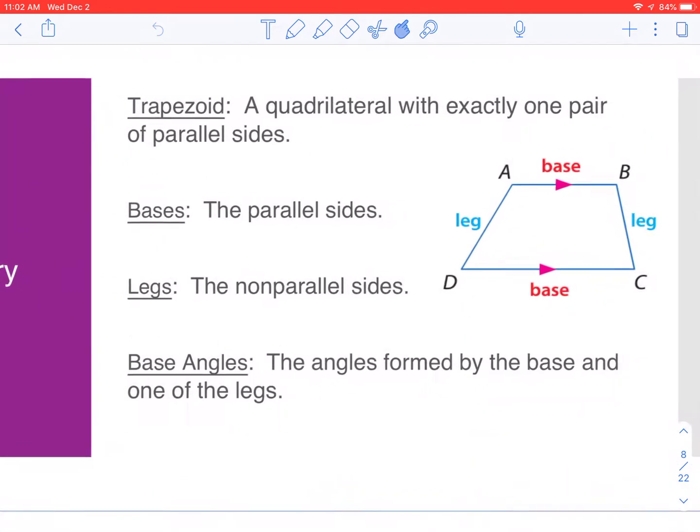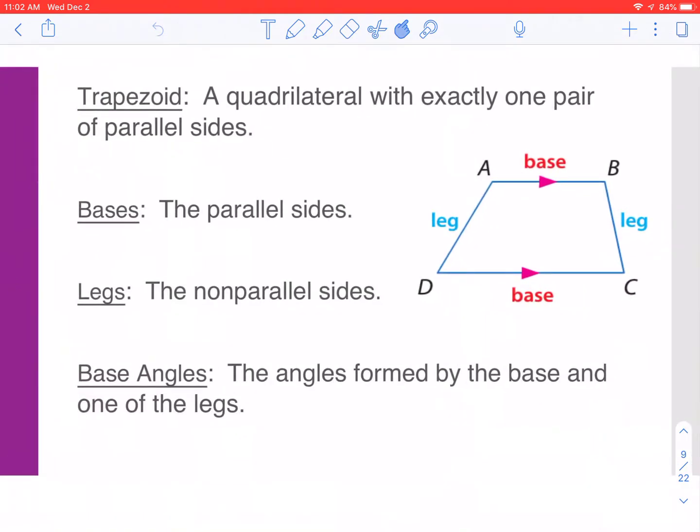Okay, so a trapezoid is a quadrilateral with one pair of parallel sides. As you can see in this picture here, the bases are the parallel sides, the legs are the non-parallel sides, and we have the base angles. I'm just going to put an X. Those four are base angles.